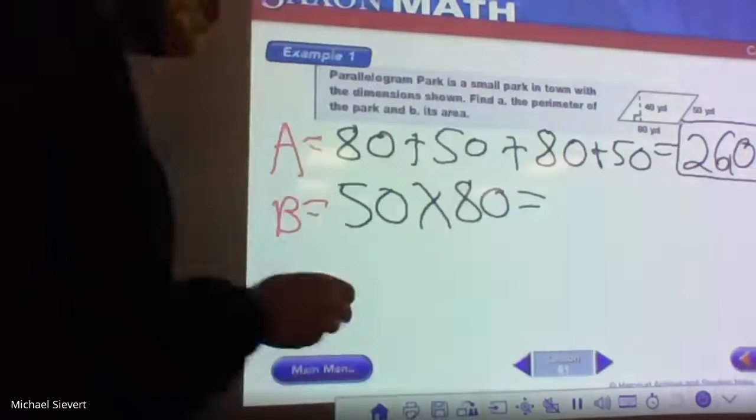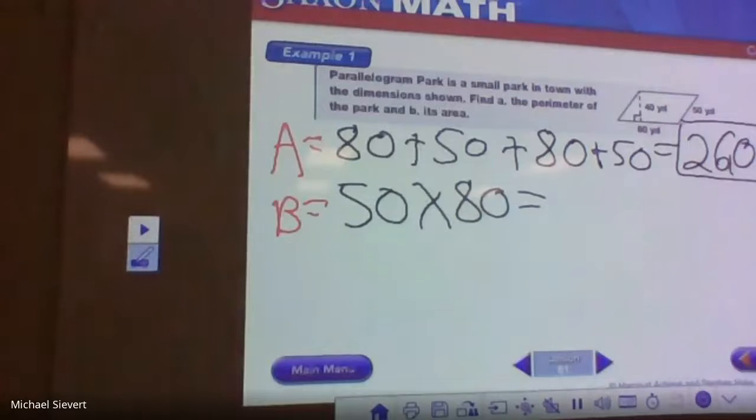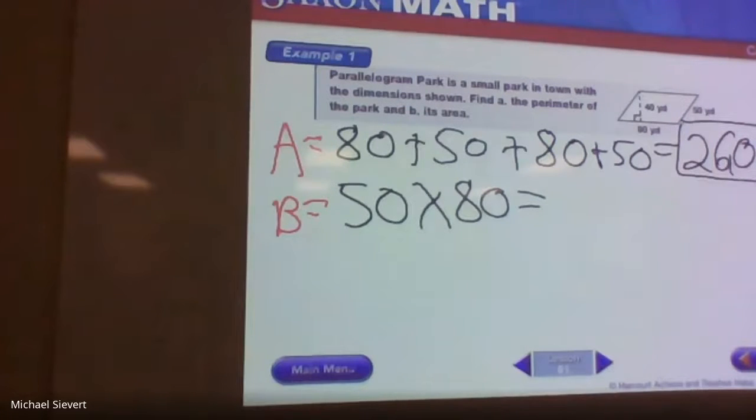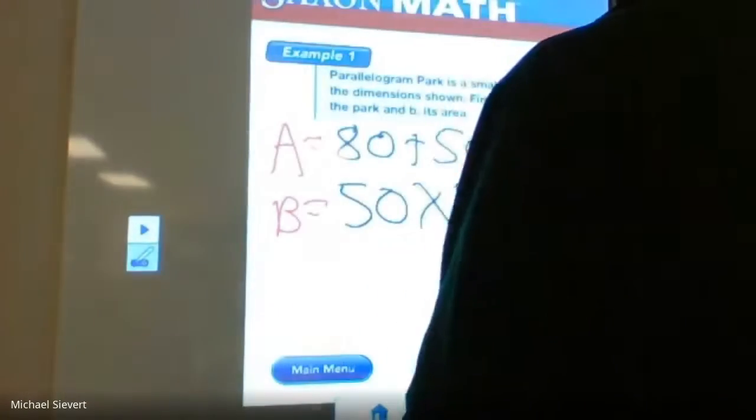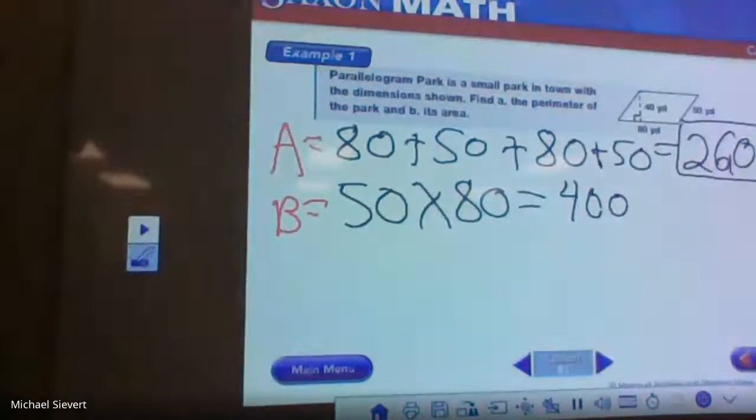Because Matt, sometimes you think it's simple, but it's not. I kind of feel like it's not going to be this simple, because there's a hidden number in there. We're gonna have to figure that out. But let's just go through it. 50 times 80, what would the answer be? 400. All right. You have 4 seconds to copy that down.